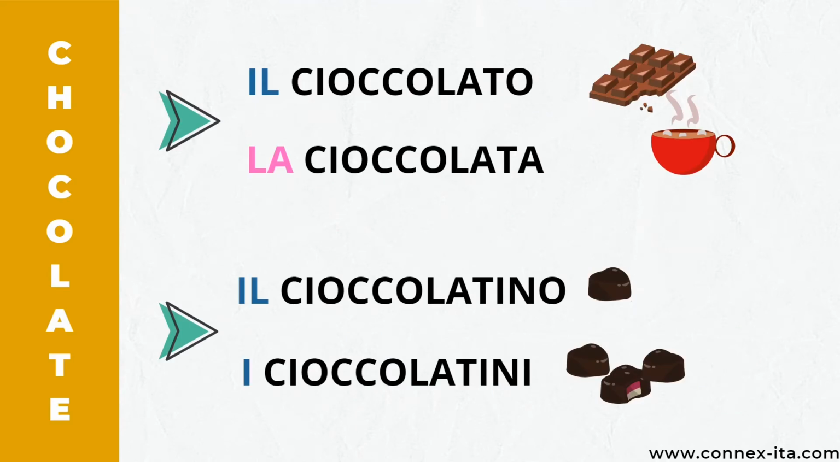Now just a note about the chocolate. The words cioccolato in the masculine and cioccolata in the feminine have no plural, and they normally refer to a bar of chocolate or hot chocolate. If you want to call the chocolates instead, you need to say il cioccolatino if it's one, or i cioccolatini if they are many. Il cioccolatino, i cioccolatini.